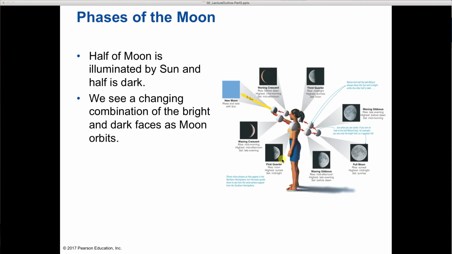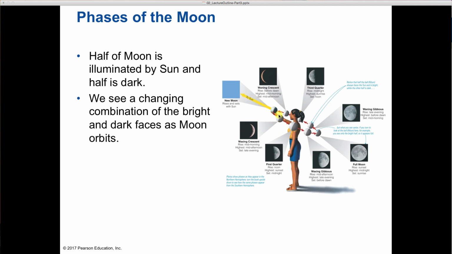Some people call it a half moon. It's really not technically called a half moon. It's called a first quarter moon. And it rises at about noon. The sun rises at roughly 6 a.m. or so, and this moon will rise about 6 hours later, roughly.